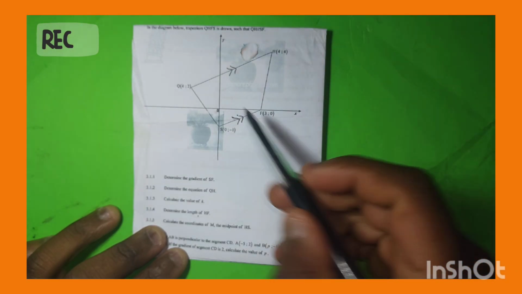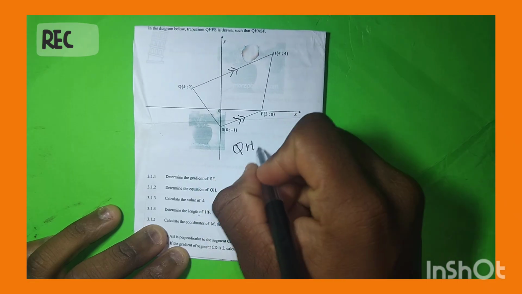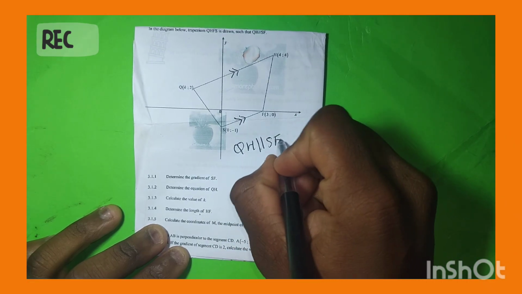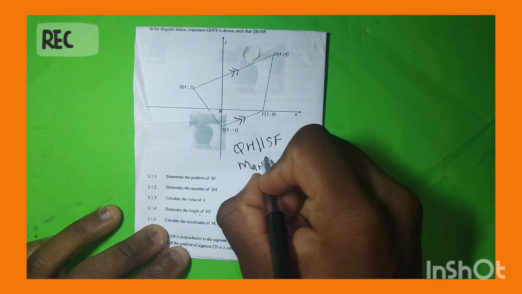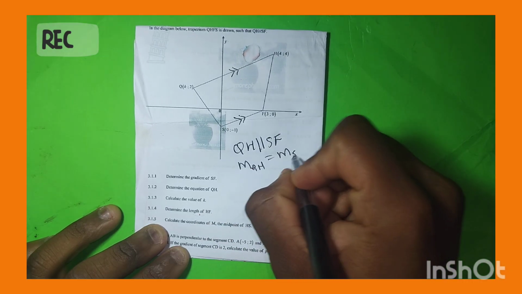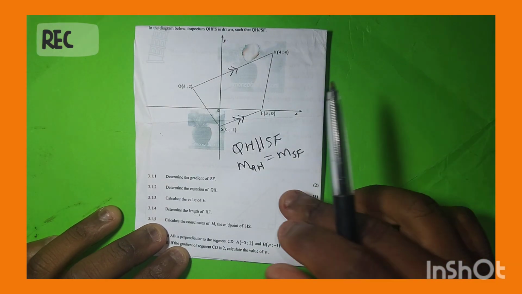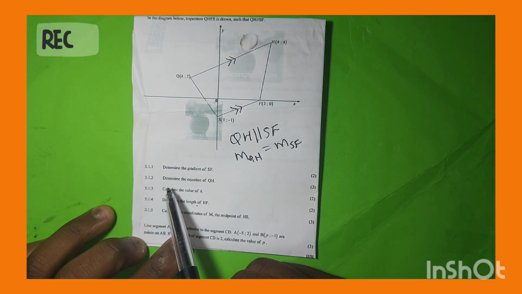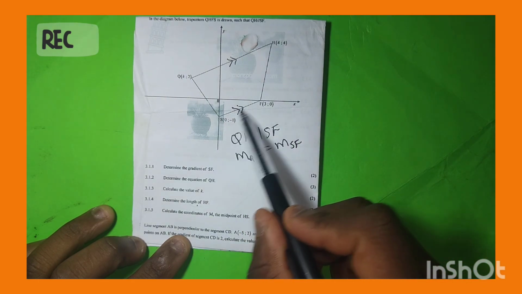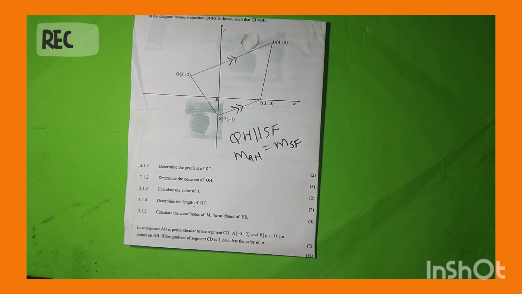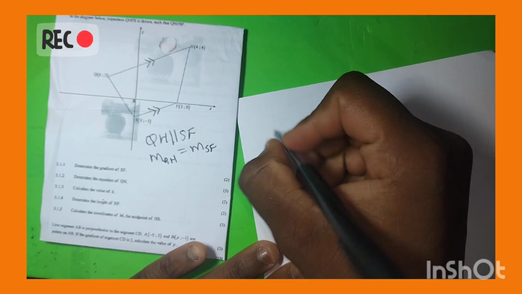A key thing that you should understand, guys, about parallel lines is that if QH is parallel to SF, it means that the gradient of QH is equal to the gradient of what? Of SF. That is the key thing that you should understand about this question. So the first question says: determine the gradient of SF.